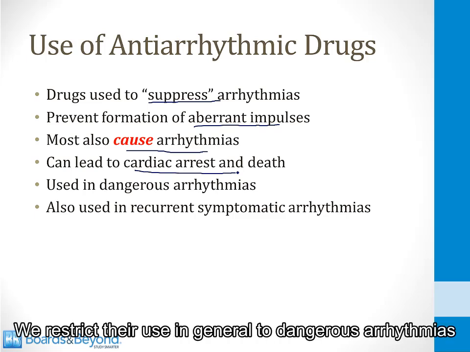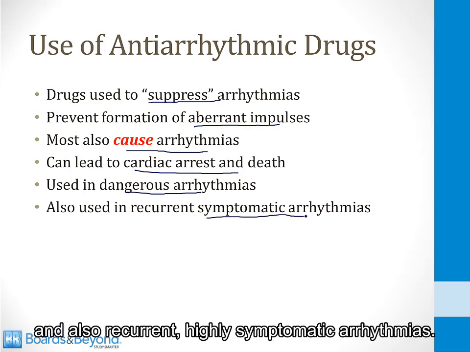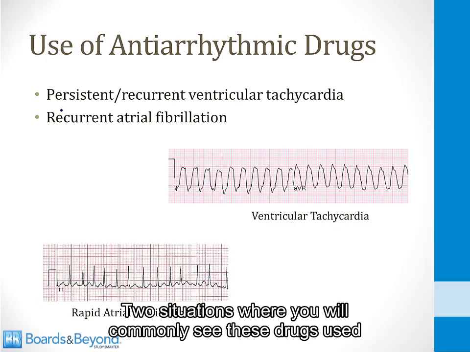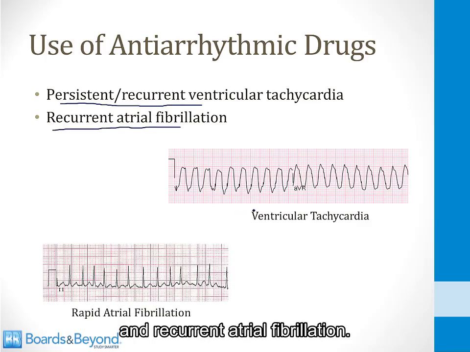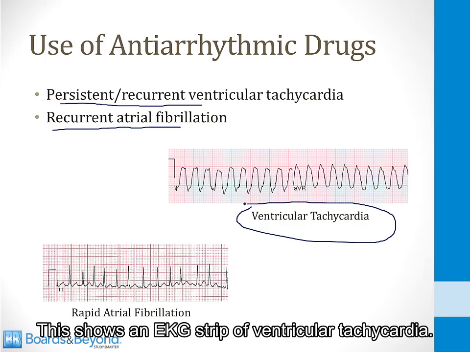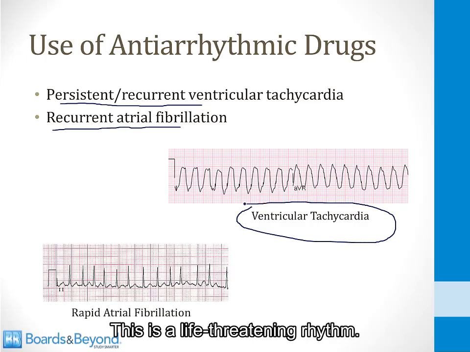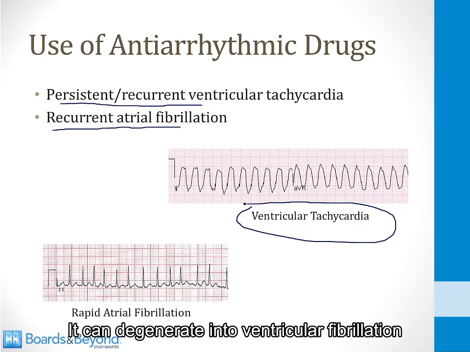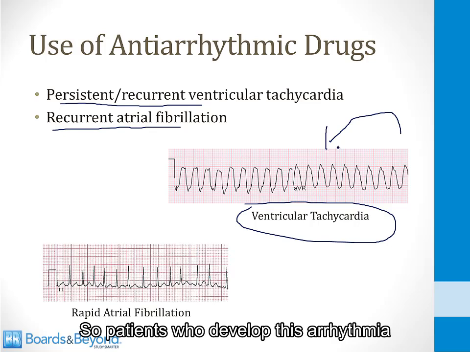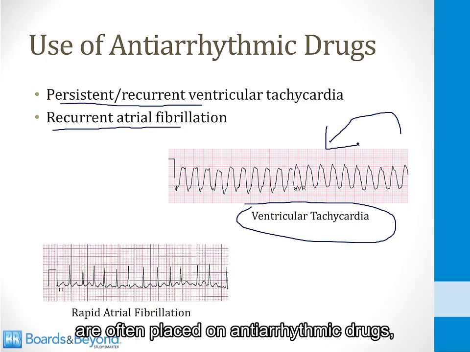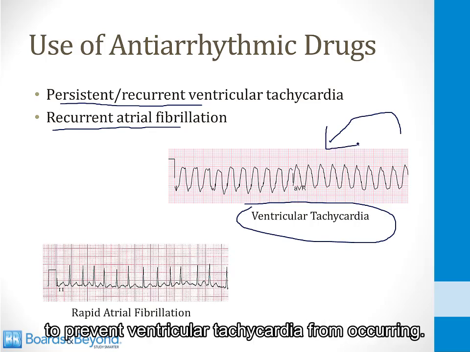We restrict their use in general to dangerous arrhythmias and also recurrent highly symptomatic arrhythmias. Two situations where you will commonly see these drugs used are persistent recurrent ventricular tachycardia and recurrent atrial fibrillation. This shows an EKG strip of ventricular tachycardia. This is a life-threatening rhythm. It can degenerate into ventricular fibrillation and cardiac arrest. So patients who develop this arrhythmia are often placed on antiarrhythmic drugs to prevent ventricular tachycardia from occurring.